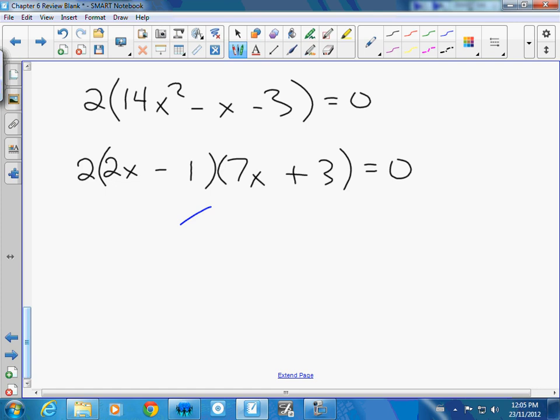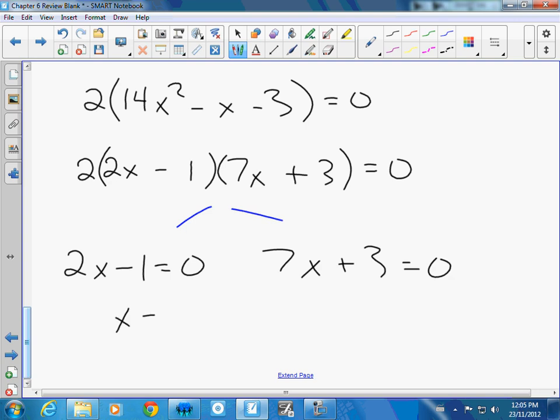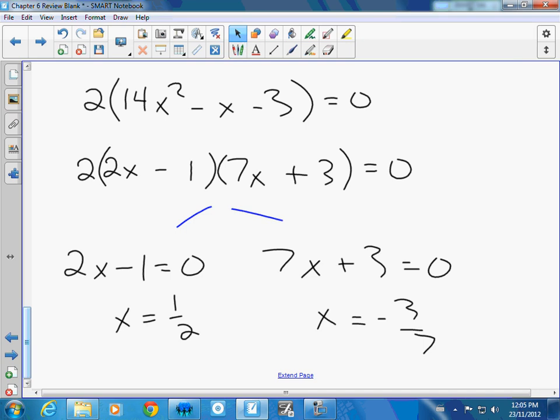Okay, so 2x minus 1 equals 0. 7x plus 3 equals 0. x equals a half. x equals negative 3 over 7. What's the answer, guys? Take 2 seconds.